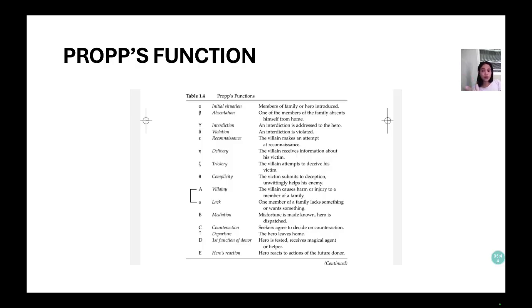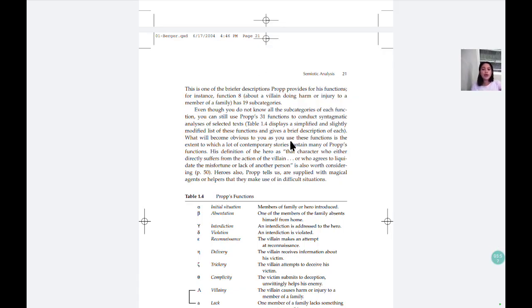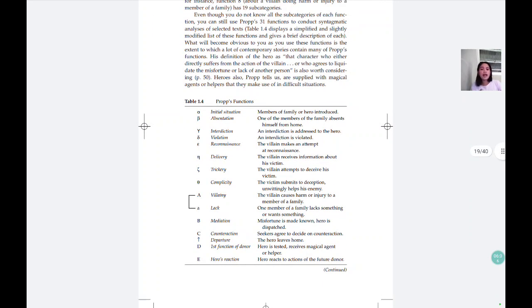This illustrates Propp's functions. Even though you do not know all the subcategories of each function, you can still use Propp's 31 functions to conduct syntagmatic analysis of a selected text. Table 1.14 displays a simplified and slightly modified list of these functions and gives a brief description of each. What will become obvious as you use these functions is the extent to which a lot of contemporary stories contain many of Propp's functions.